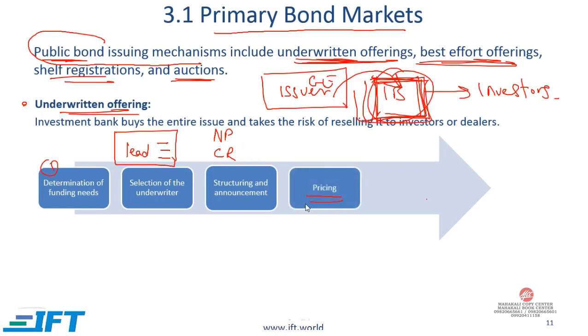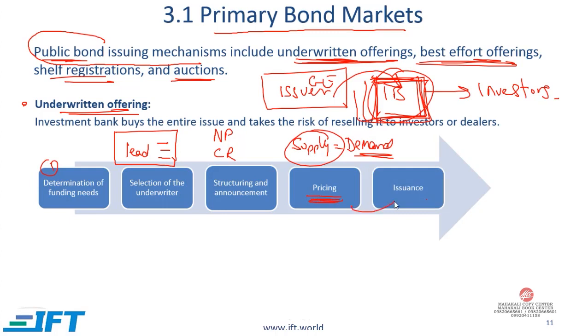Then comes pricing, and this is extremely important because the investment bank needs to get the pricing right. And by getting the pricing right, we mean that the bond should be priced such that the supply of bonds should equal demand. If the bond is priced too high, then the issue will be undersubscribed. There will be too much supply relative to the demand. On the other hand, if the price is too low, then the demand will be very high relative to the supply. So getting this right is important.